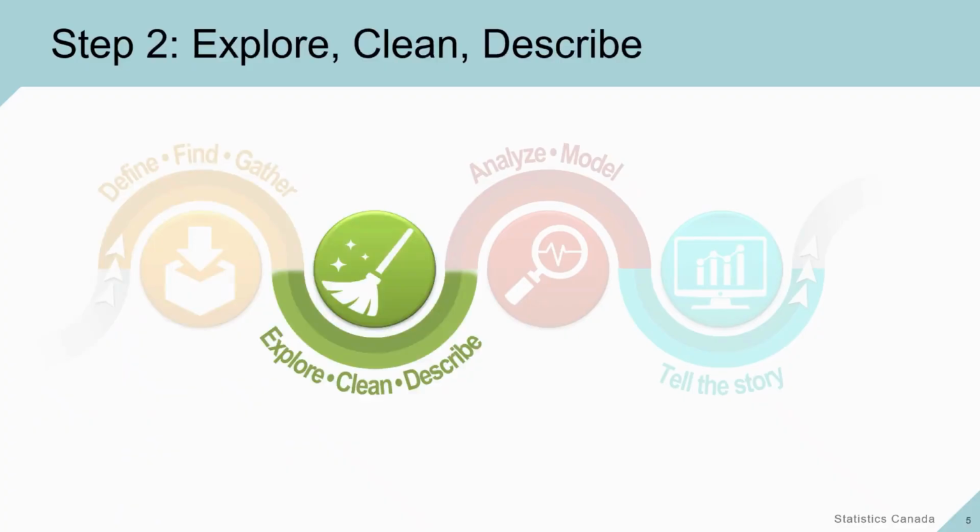Step 2. Explore, clean, and describe. Once you have the data, you need to understand it before you can use it. What do the variables mean? How is the data organized? Are there missing variables? Are there missing values? Inconsistencies or errors? Are there limitations that could affect how the data should be interpreted? This is the stage where you get to know the data.